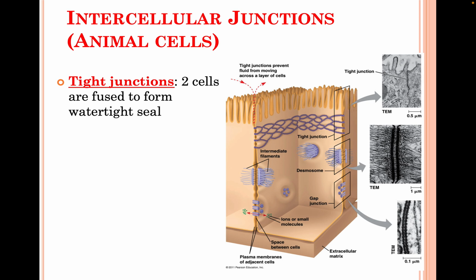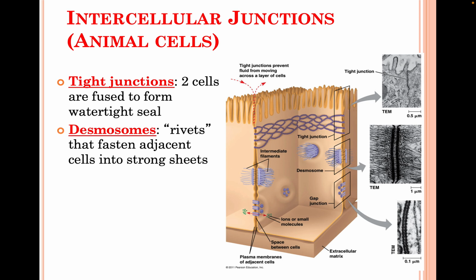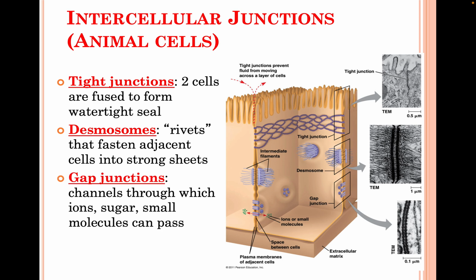All right, tight junctions are when two cells are fused together to form a watertight seal. Desmosomes are like rivets. They fasten adjacent cells in strong sheets. And lastly, gap junctions. These are channels through which ions, sugar, and small molecules can pass.